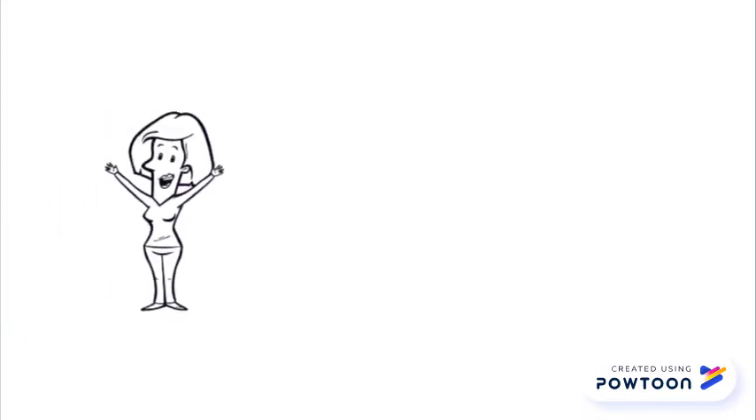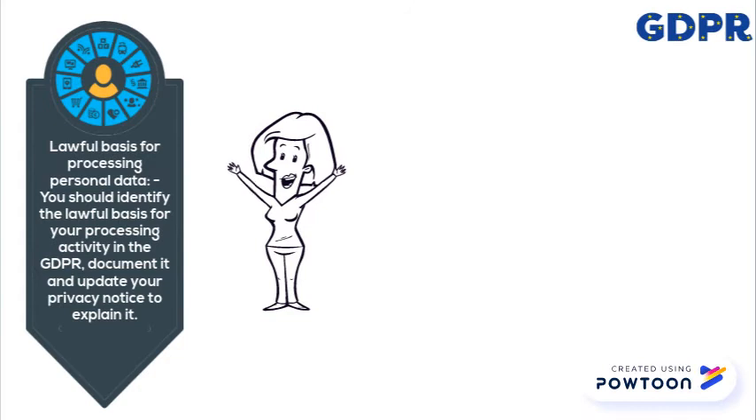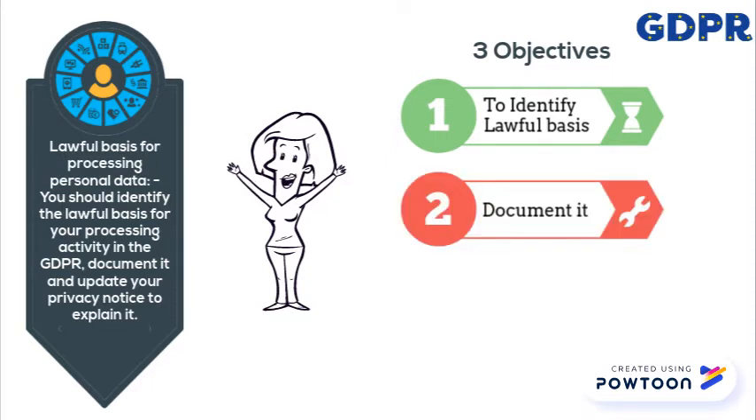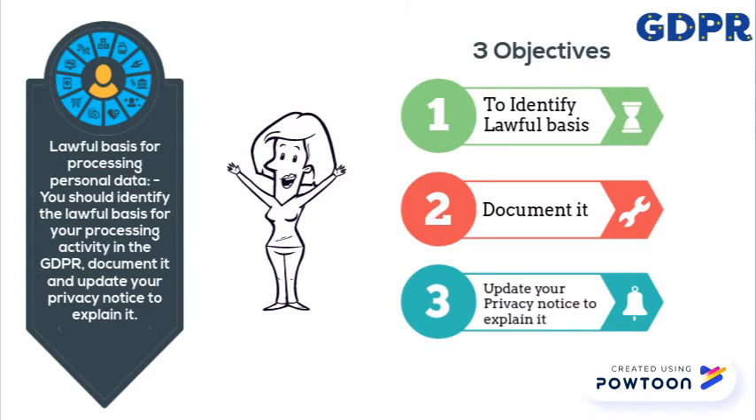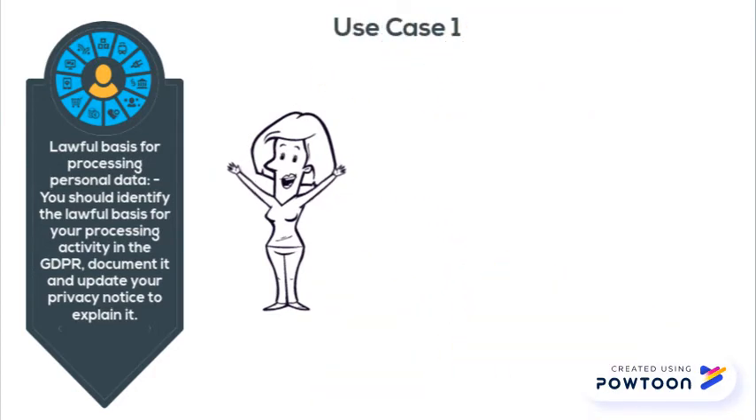For example, let's take requirement 1 from GDPR. This requirement has 3 objectives. 1. To identify lawful basis. 2. Document it. And 3. Update your privacy notice to explain it.